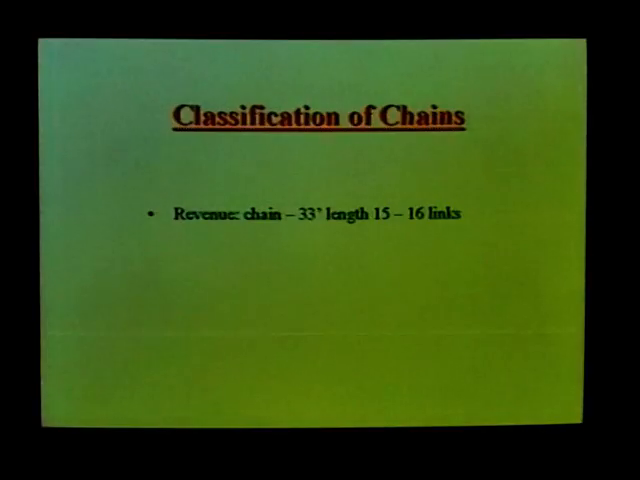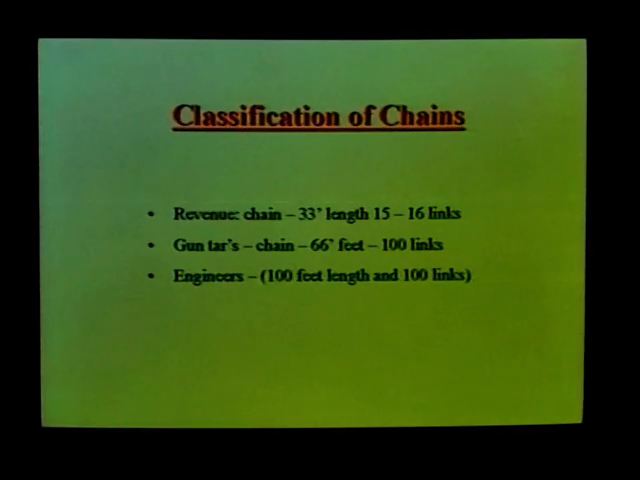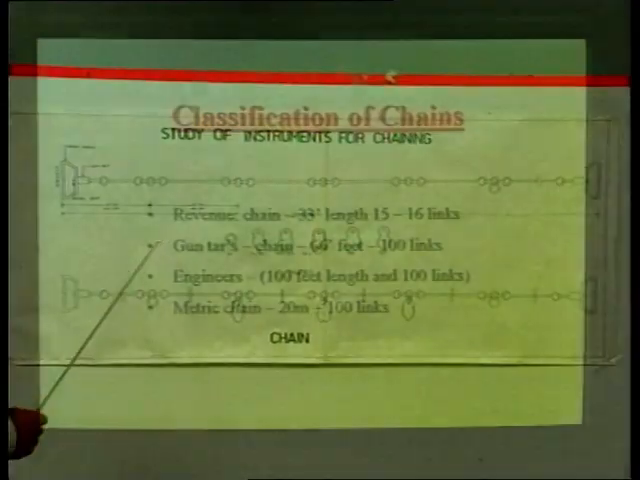Classification of chains. Revenue chain: this is 33 feet in length and consists of 16 links. Gunter's chain: it is 66 feet in length and 100 links, which is almost similar to the metric chain you use in your surveying laboratory. Engineer's chain: it is 100 feet in length and 100 links, which is outdated and not used now. And the metric chain is almost equivalent to the Gunter's chain, but in practice we use 20 meter and 30 meter chains in our laboratories, where the links have a common length of 20 centimeters. The 20 meter chain consists of 100 links, and the 30 meter chain consists of 150 links.